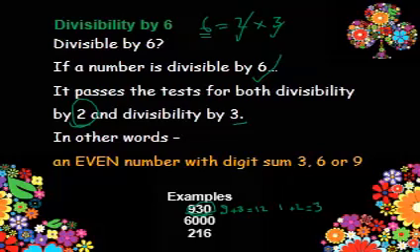If you add all the digits, you're going to get 6. Then this number is divisible by 3. And it has 0 in the ones digit, so it's divisible by 2. Divisible by 2 and divisible by 3 at the same time, then it's divisible by 6. So in order to check the divisibility by 6, the number should pass the test of divisibility by 2 and 3 at the same time.